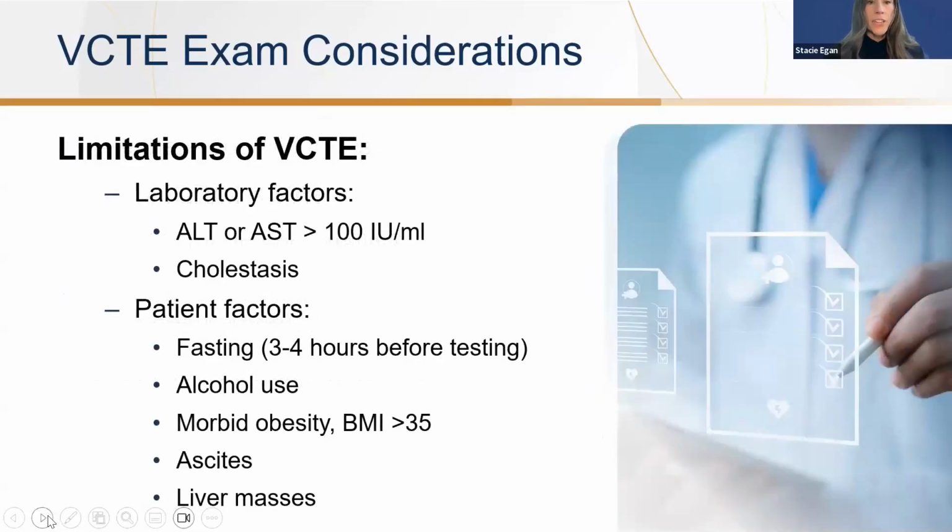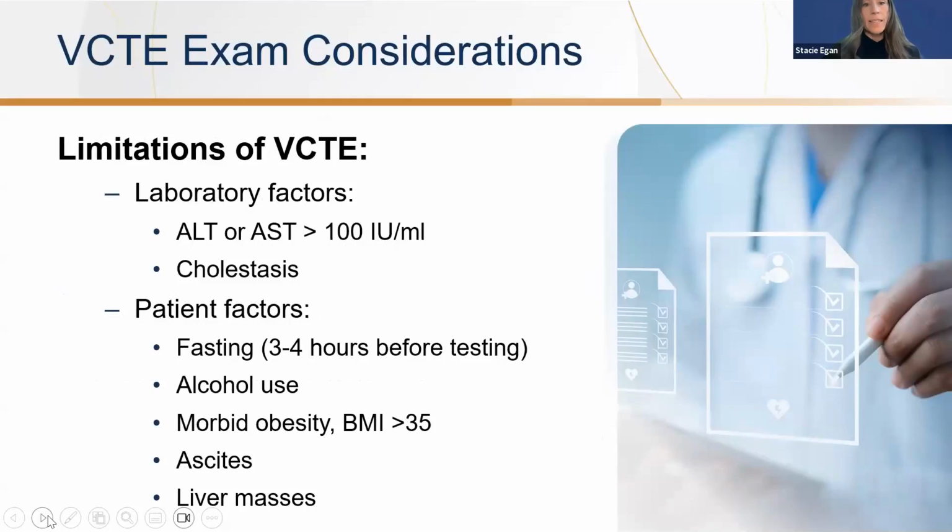The limitations: patients that have an ALT or AST greater than 100, if your patient has cholestasis, if your patient is not fasting 3 to 4 hours before testing, the test won't be as valid. If they're currently using alcohol, the test won't be as valid. If they're morbidly obese with a BMI greater than 35, the test won't be as valid. Or if they have ascites or liver masses.